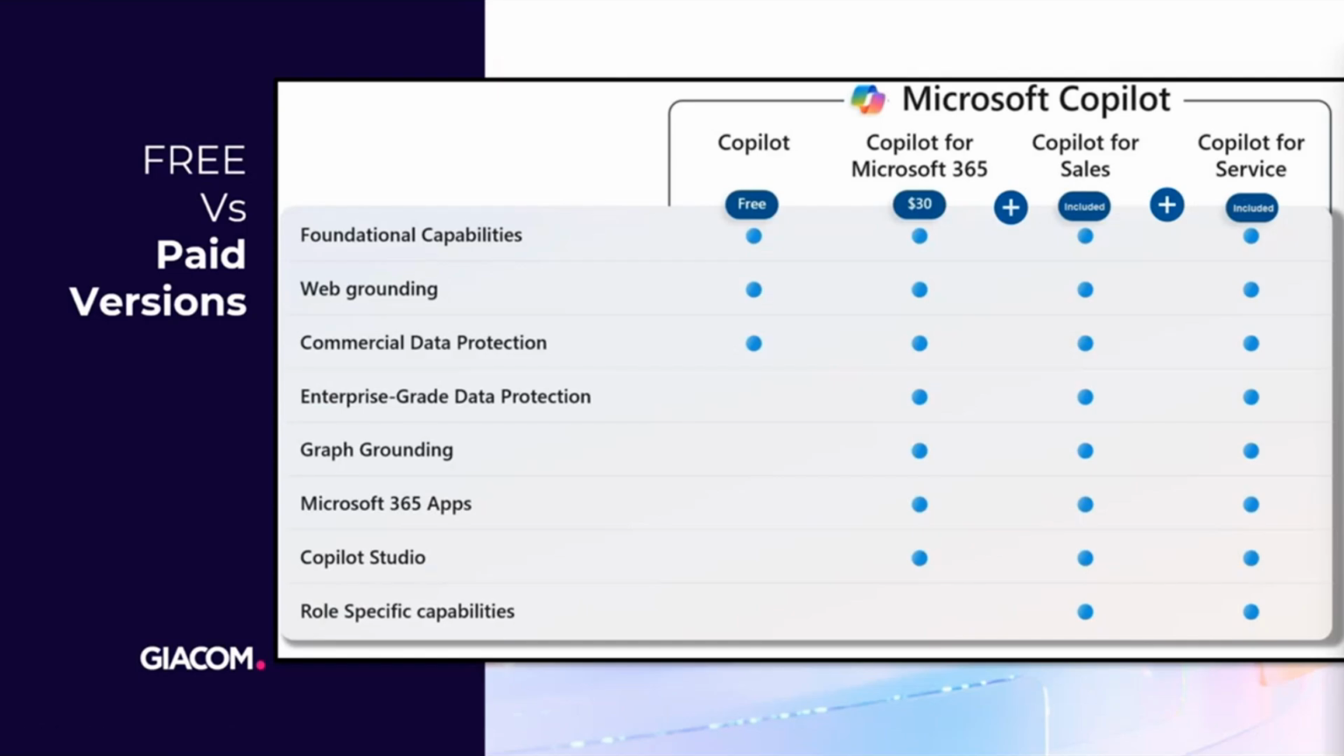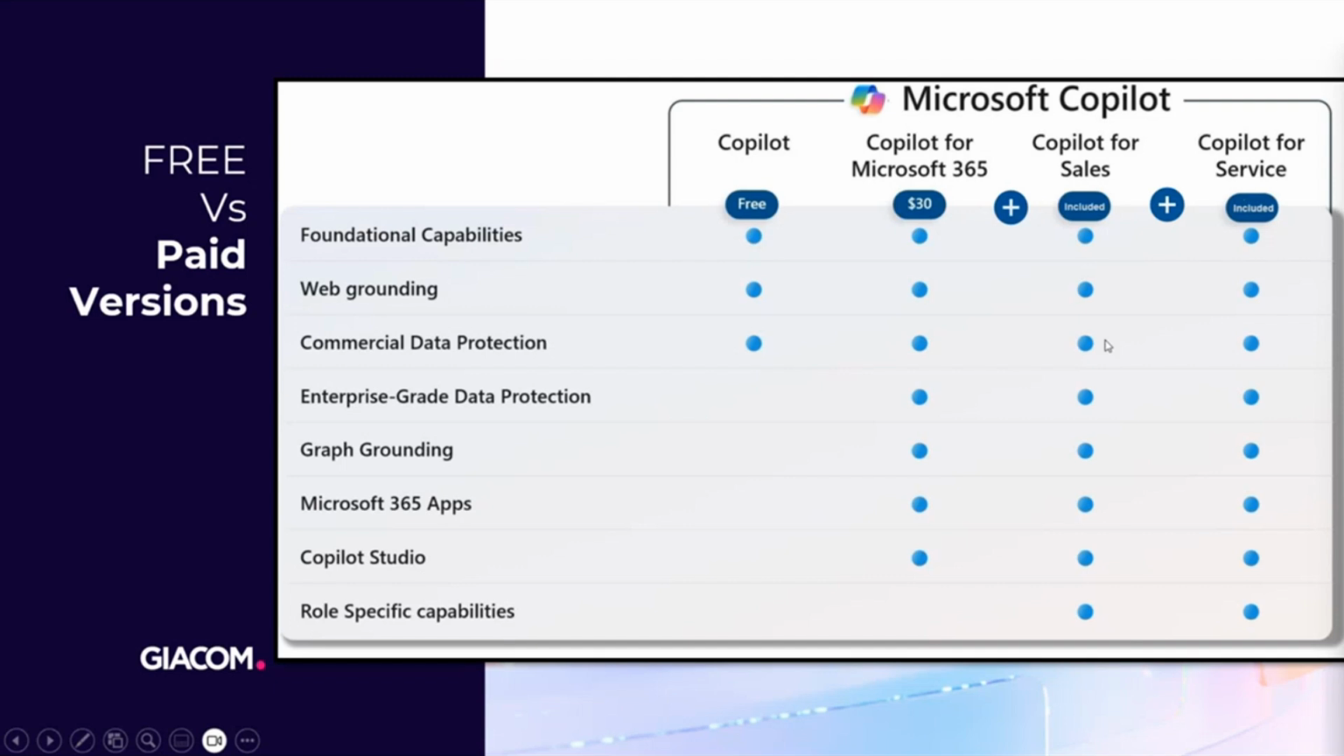A little bit more on the free and paid versions, because this is probably a better slide for you all to oversee how it is built out. With the free version, you get foundational capabilities, web grounding, and commercial data protection, pretty much standard. But then with the paid version, we get a lot more, with the graph grounding and Studio, which is basically where you build your agents. That's essentially where it's kept as well.